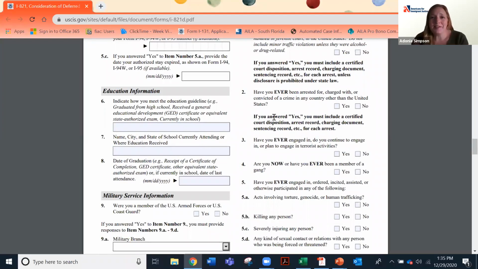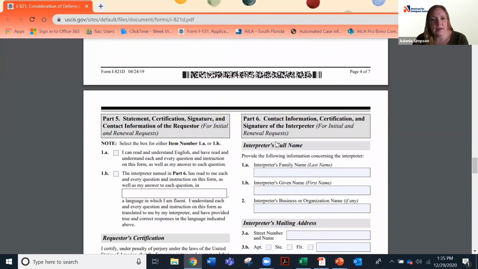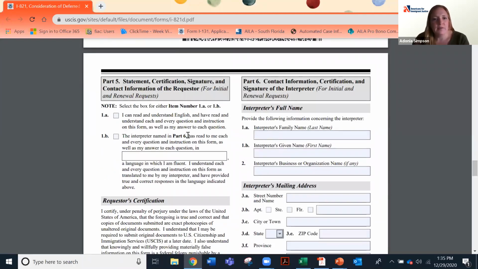All right, next is just the other laundry list of issues that they're looking for as a matter of discretion. If there's any engagement in terrorist activities and gang activities, if you've ever participated in any of the following: torture, genocide, human trafficking. We're hoping these should all be no's. If there's any issues, make sure that you're talking to an attorney. So just read through these and make sure to answer them honestly. And we're going to jump on to part five.